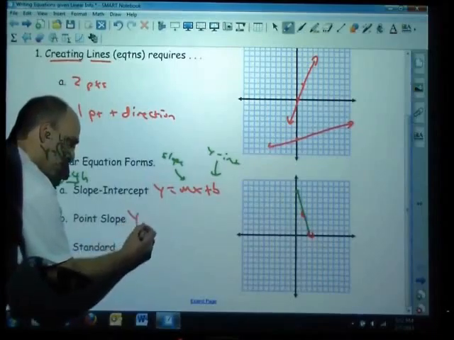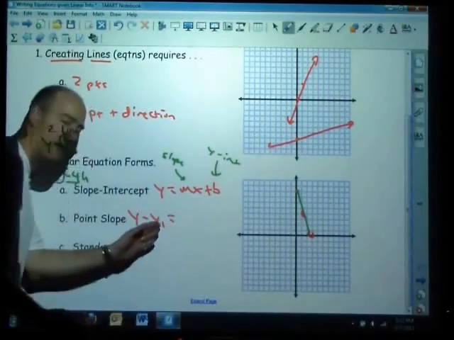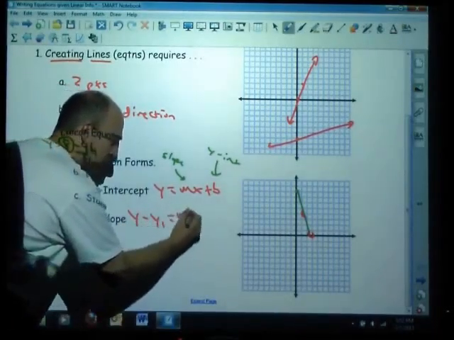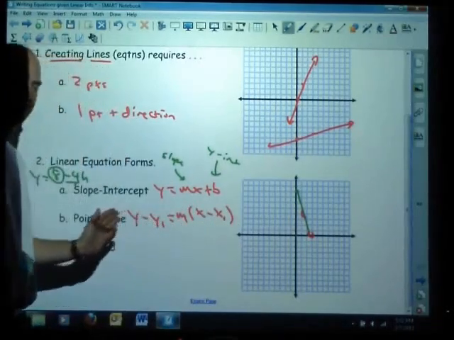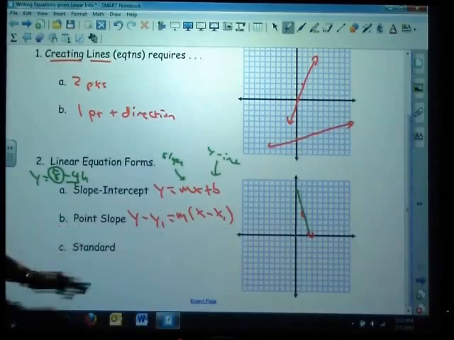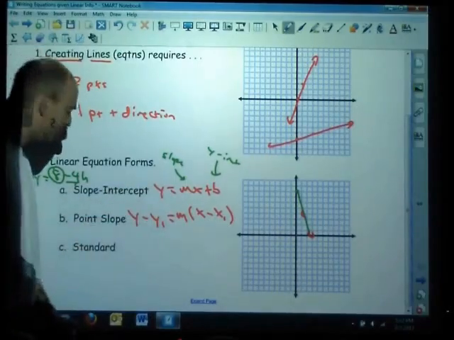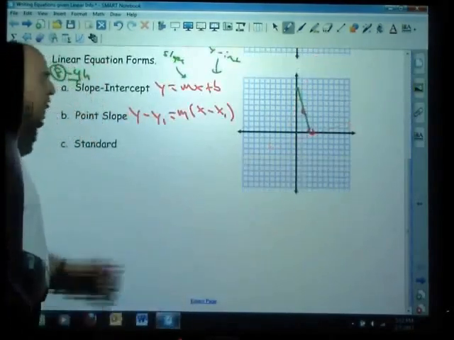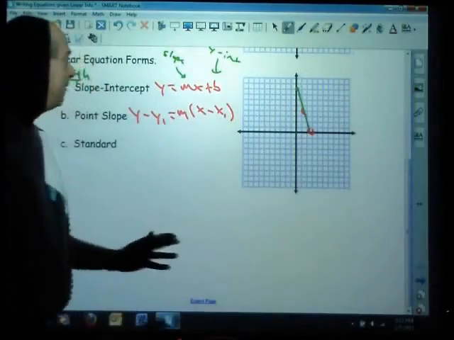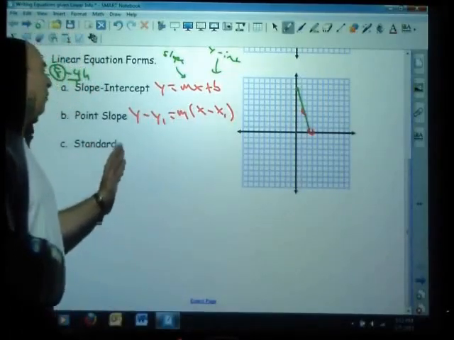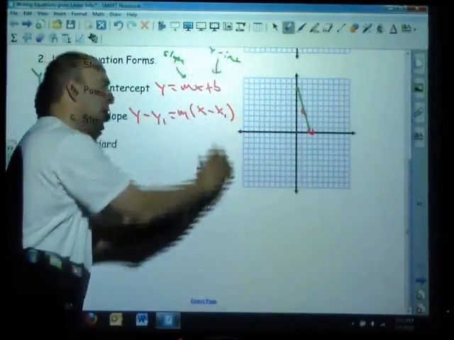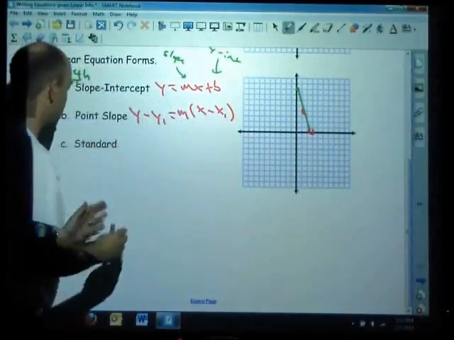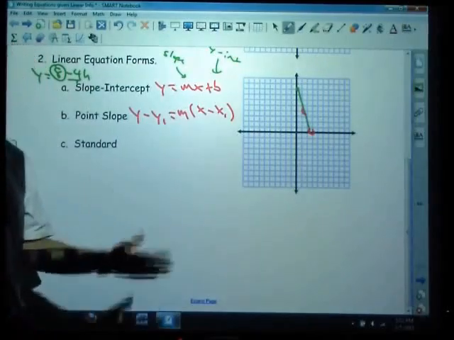The way it writes is y minus the y-coordinate of a given point equals the slope times x minus the x-coordinate of a given point. So those are 2 forms you see a lot. And the third one is standard form, which is completely different. Standard form does not say we've got one variable that depends on the other. Homework assignments depend on hours. No. This says you're combining items to make some kind of a total.